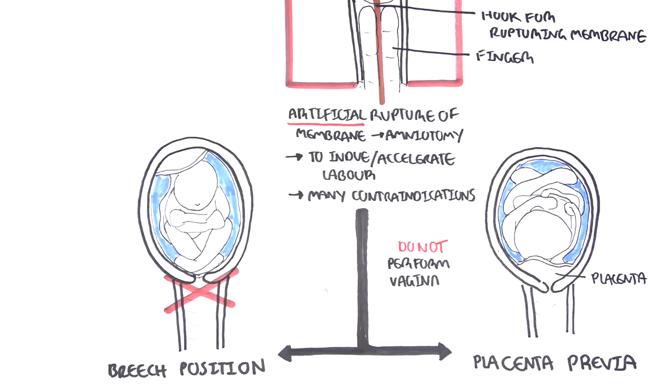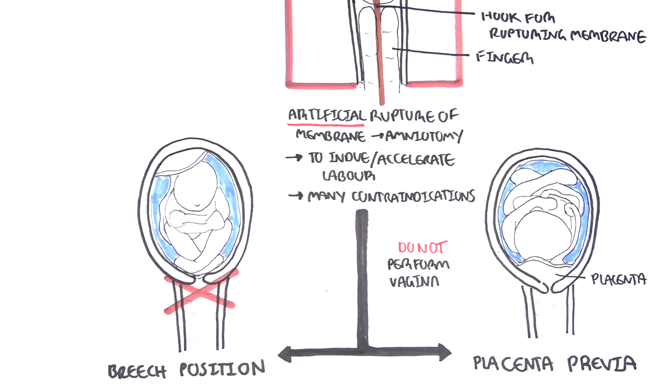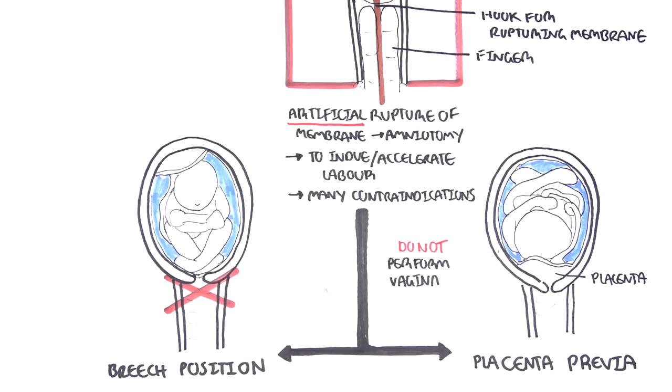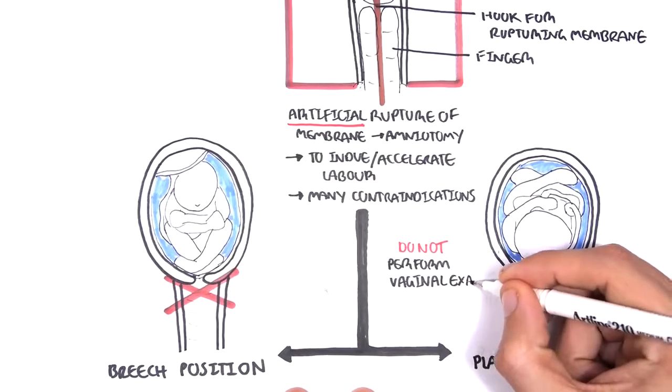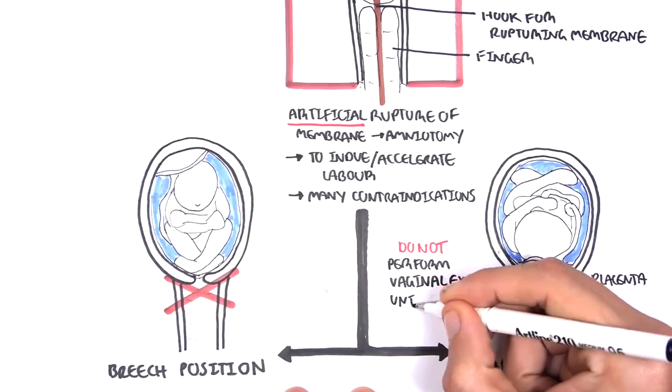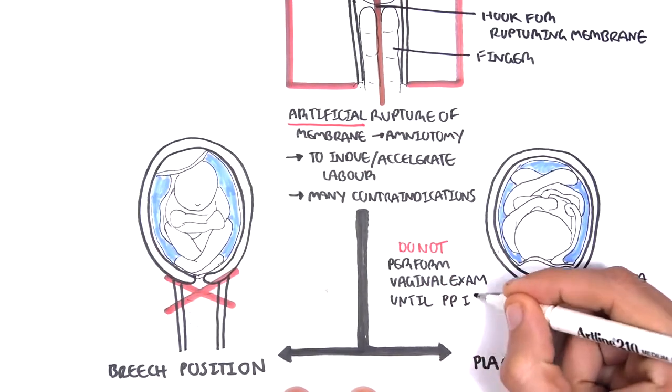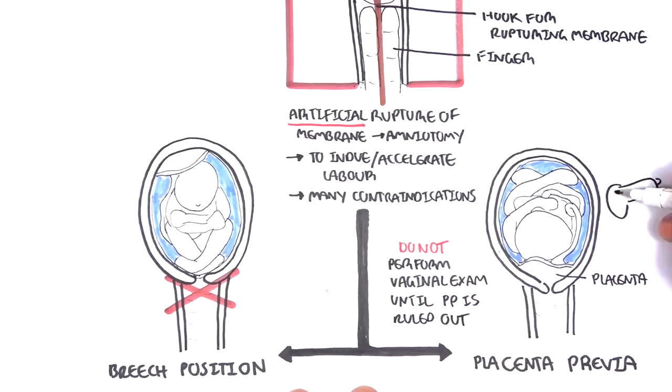The other contraindication of rupturing the membranes artificially is placenta previa, where the placenta is lying close to the cervix, actually over the cervix, over the internal os. And it's important to not perform any form of vaginal examination before placenta previa is ruled out, and placenta previa can be ruled out with ultrasound.